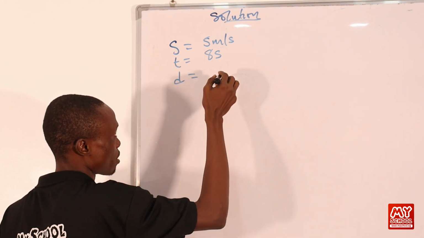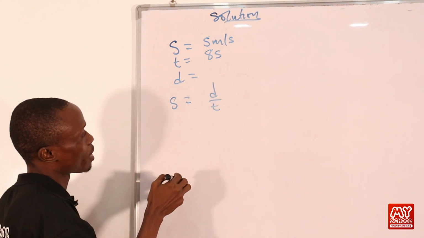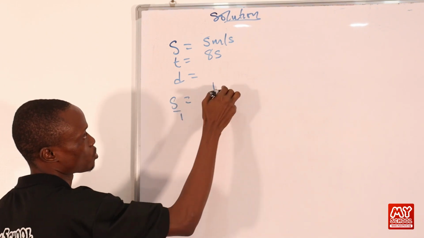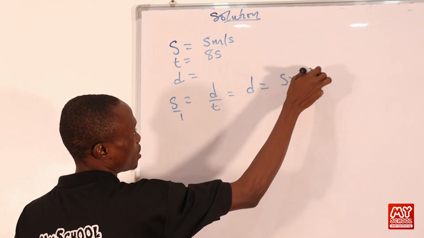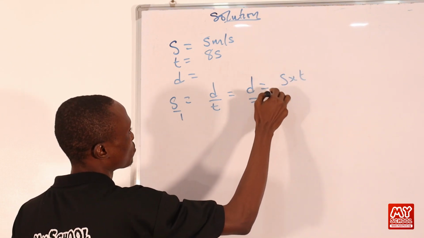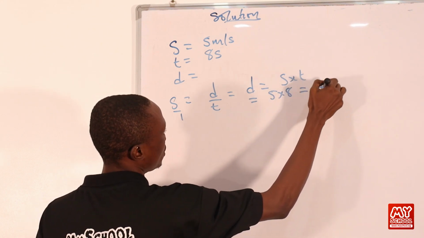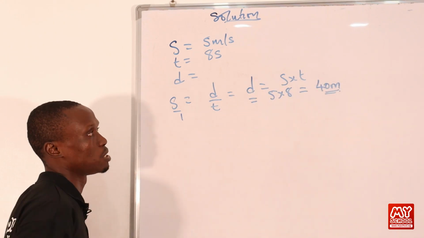covered due west, right? We know that speed is equal to distance all over time, and we are looking for distance. So in that case, we just cross multiply to get distance. So distance is equal to average speed times time. In this case, that will give us 5 times 8, which is equal to 40 meters. Okay, so the distance covered due west is 40 meters.